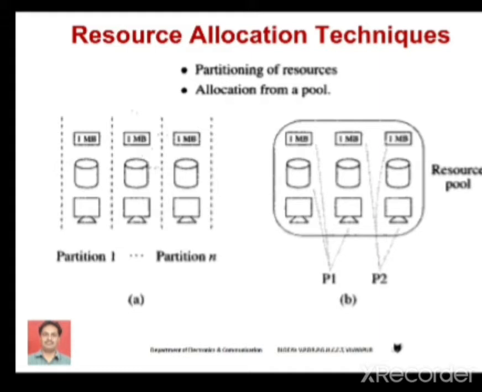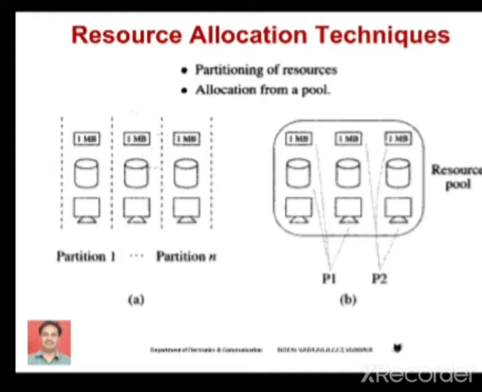Dear students, as we discussed in the last video, one of the important tasks of the operating system is to allocate resources. We have a large number of resources in the computer system. These resources need to be allocated to the programs by the operating system. However, to allocate these resources, there are two techniques. One is partitioning of resources. It is also called static allocation, and the second technique is known as allocation from a pool. This second technique is also known as dynamic allocation.